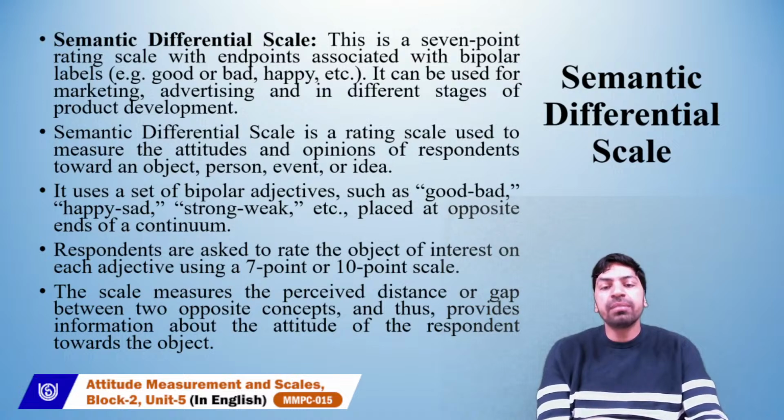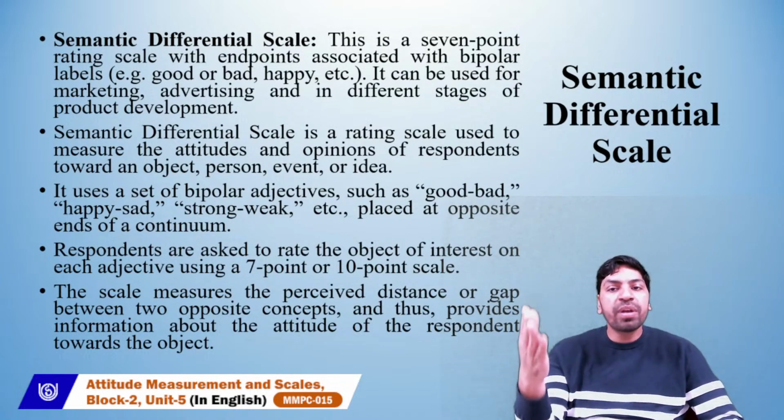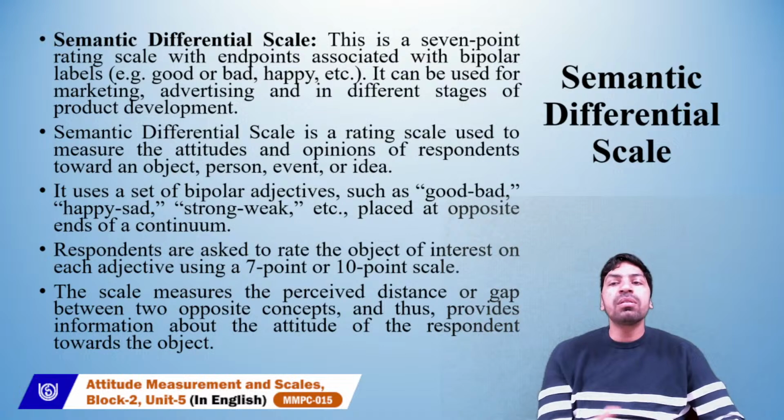So if any question has been made, accordingly you have to make the adjective response set. Respondents are asked to rate the object of interest on each adjective using a 7 point or 10 point scale. You can have a look at the scoring of your grades from A to GH. So that is also called a 7 point rating scale. The scale measures the perceived distance or gap between the two opposite concepts, and it provides information about the attitude of the respondent towards the object.